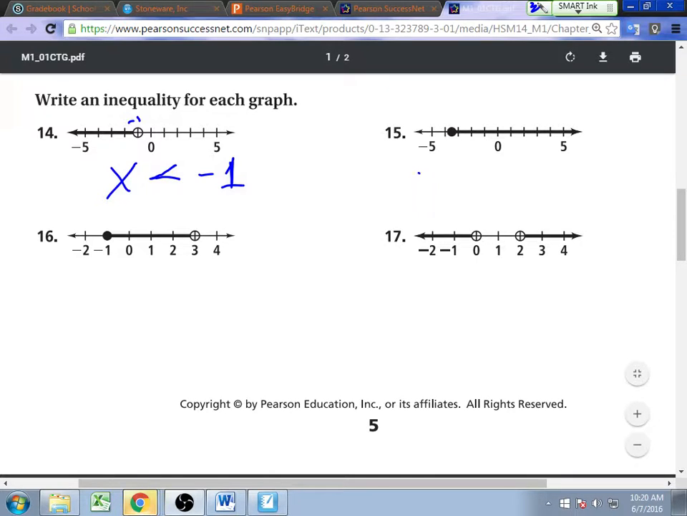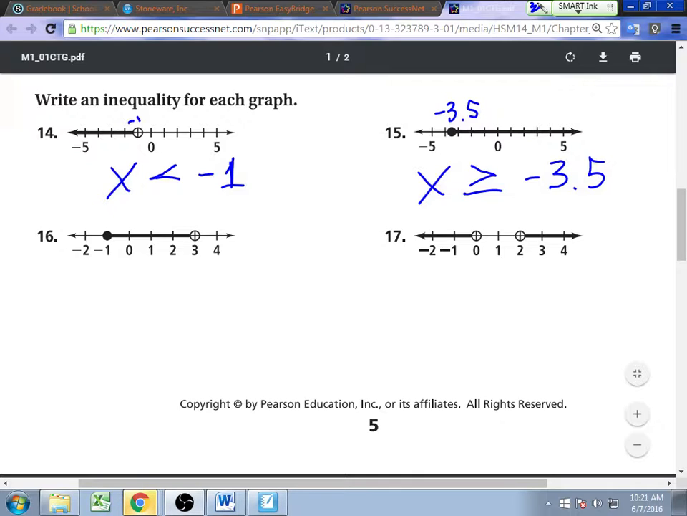Here in 15, I see that my values are greater than a certain number because they're going to the right. I see that my circle is filled in, so it is equal to it. Does it matter if the bar is on top or underneath? It's supposed to be underneath. I don't know why, because to me it wouldn't matter whether I say equal to or greater than versus greater than or equal to. But when we say this, we like to say x is greater than or equal to. The or equal to comes second. And then I identify the number. Well, -1, -2, -3, that looks to be about -3.5. So -3.5.